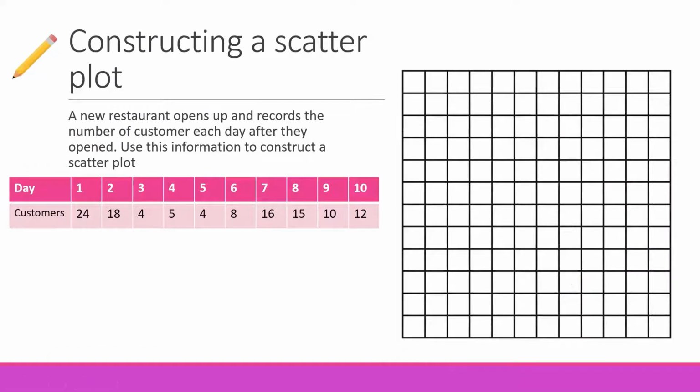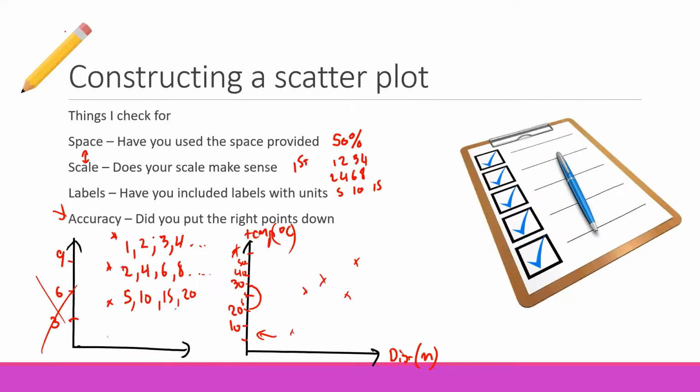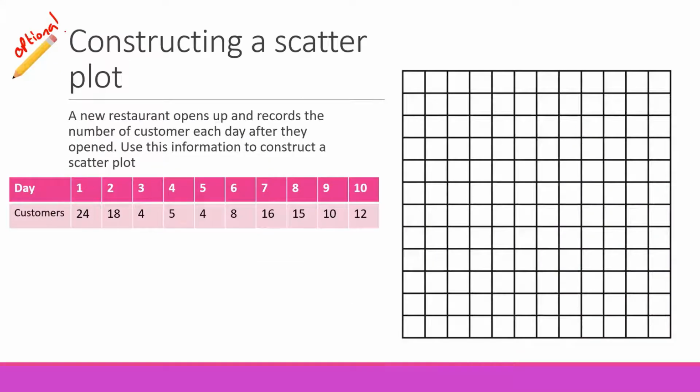The first thing I'm gonna do now is I'm actually gonna construct a basic scatter plot. Now, I'm gonna make this optional. You can choose to construct the scatter plot with me, or you can choose not to, but I'm gonna actually take into account these rules here to make sure that I get the maximum amount of marks. So here what I've got is I've got some days. I've got day 1, a new restaurant has opened up and records the number of customers each day after they open.